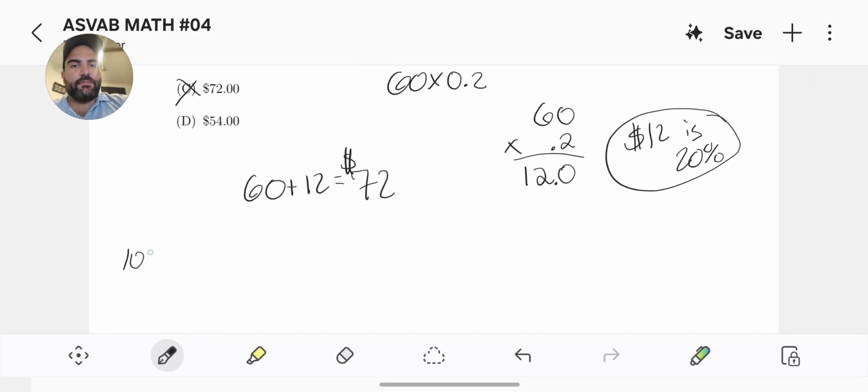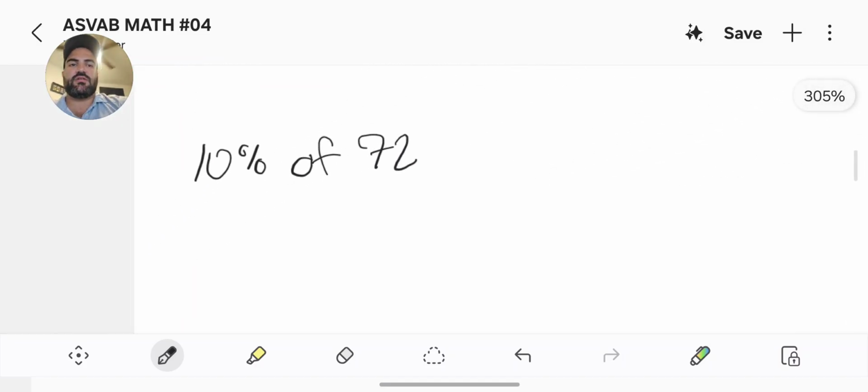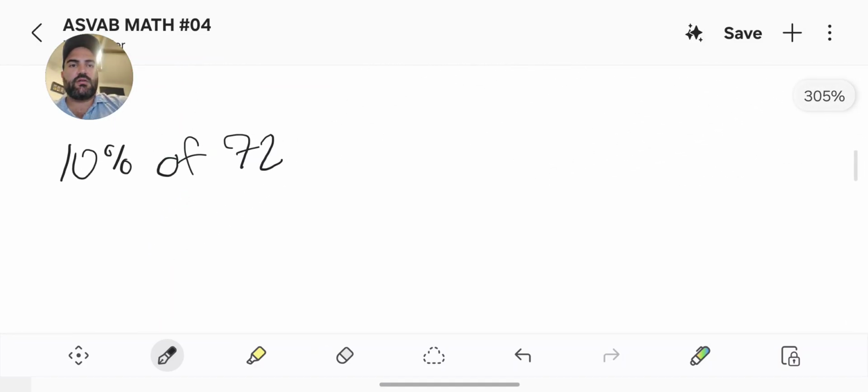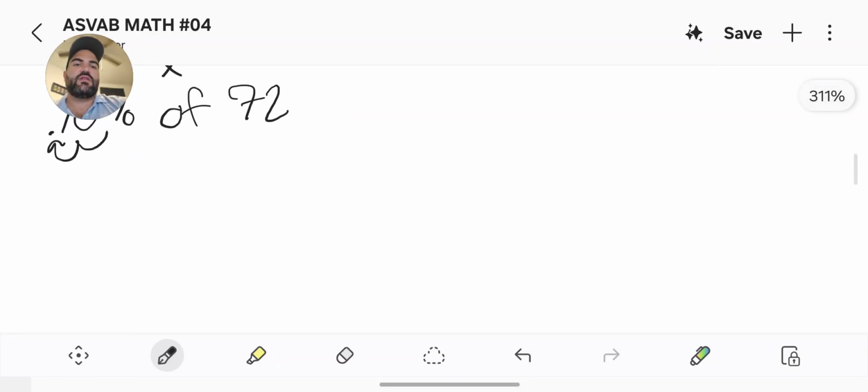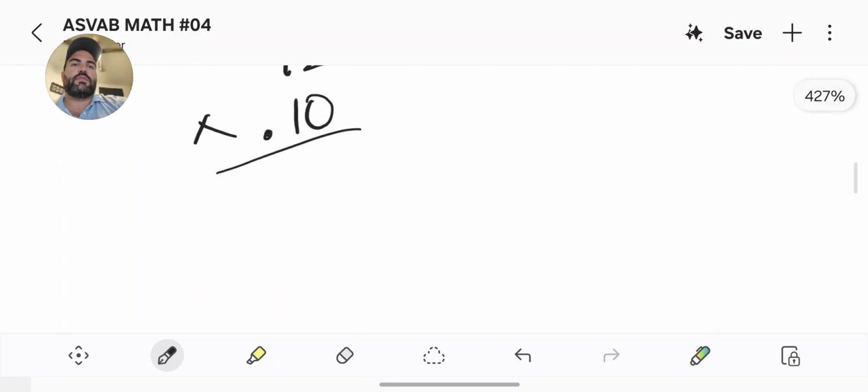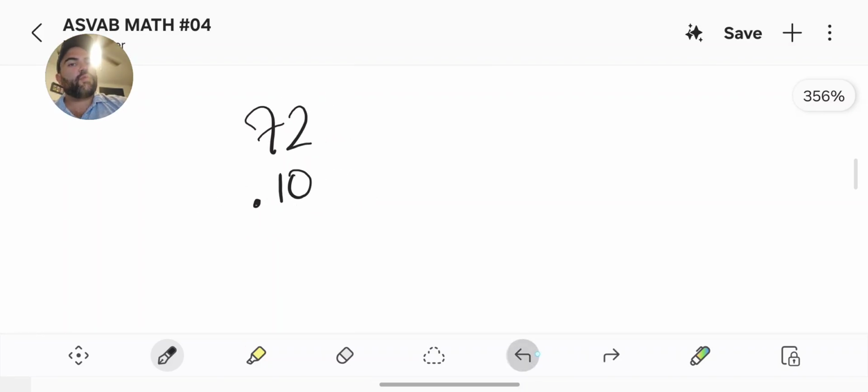So we need to find 10% of 72. Just like before, this means multiply. And we got to make this a decimal. So 1, 2, 0.10. So 72 times 0.10. Bam. Oh, we could actually make it 0.1. Because you could get rid of the 0. That makes it a lot easier.